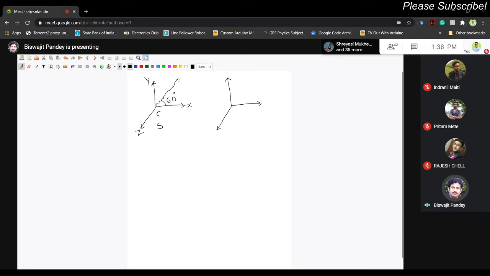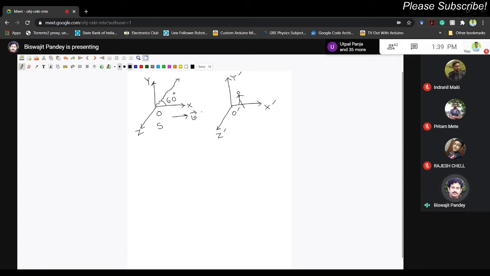For example, in this frame, this is origin O, this is O prime, this is X prime, Y prime, and Z prime, and the observer is in this frame. The source is here in this frame, and this source is now moving. In the previous example that I discussed in the previous class, you may remember that the observer was moving and the source was at rest. In this particular example, the source is moving.